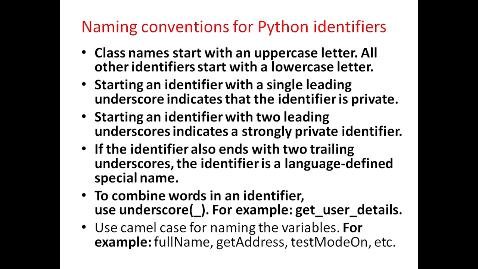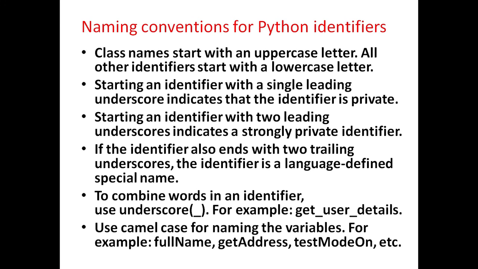To combine words in an identifier, use underscore. For example, get_user_details. Use camel case for naming the variables. For example, fullName, where F is small and N is capital. getAddress, where G is small and A is capital.